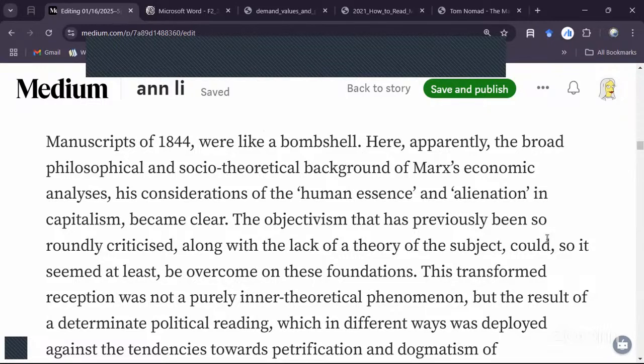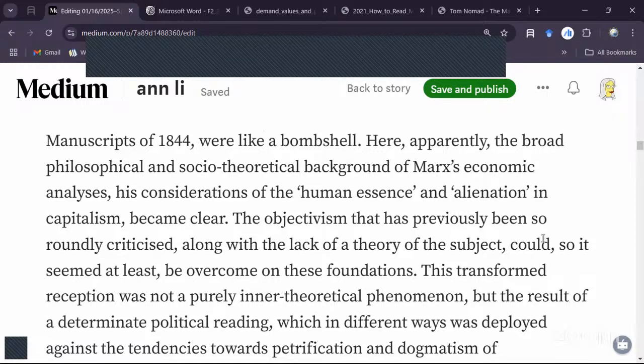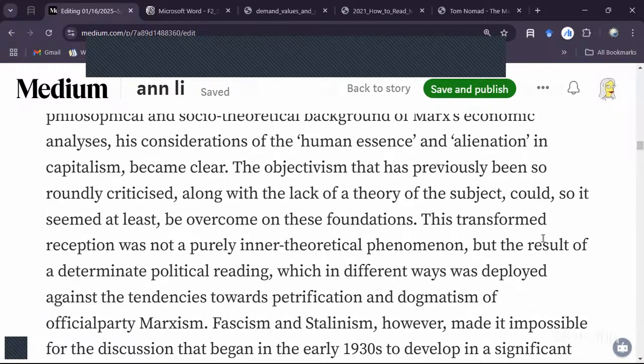The objectivism that has previously been so roundly criticized because of Stalin, along with the lack of a theory of the subject, could, so it seemed at least, be overcome on these foundations. This transformed perception was not a purely inner theoretical phenomenon, but the result of a determinate political reading, which in different ways was deployed against the tendencies toward petrification and dogmatism of official party Marxism.